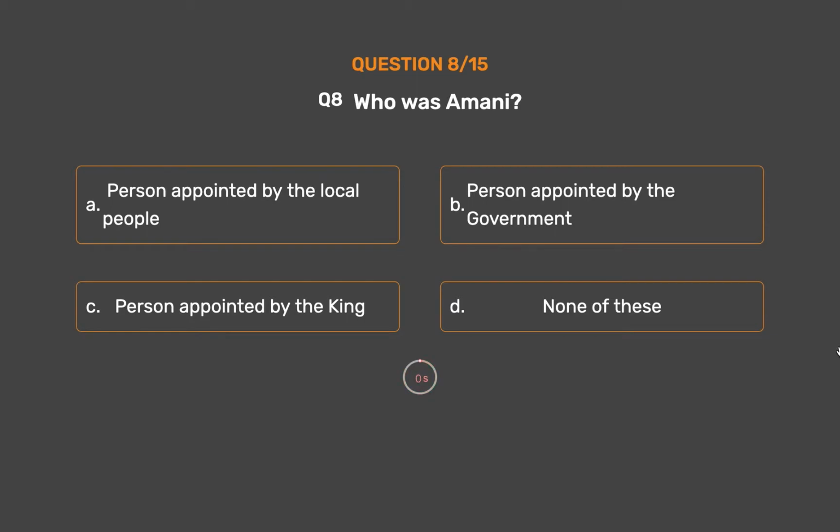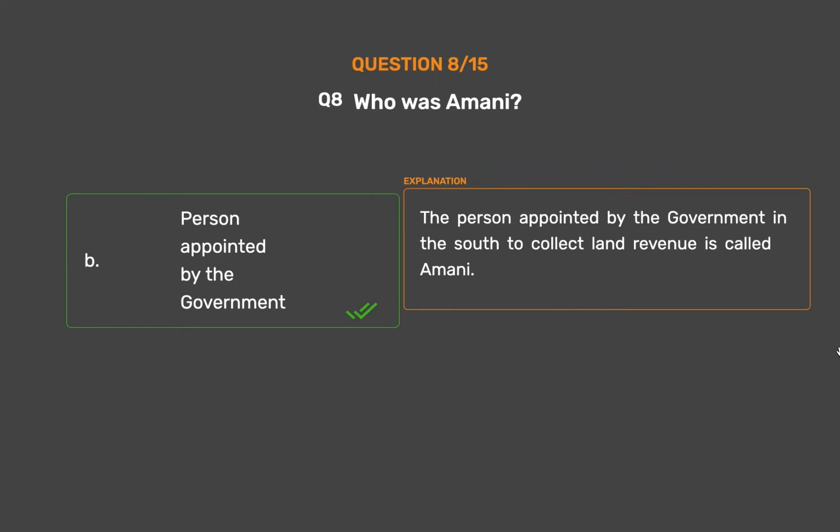The correct answer is Option B. Person appointed by the government. The person appointed by the government in the south to collect land revenue is called an Amani.